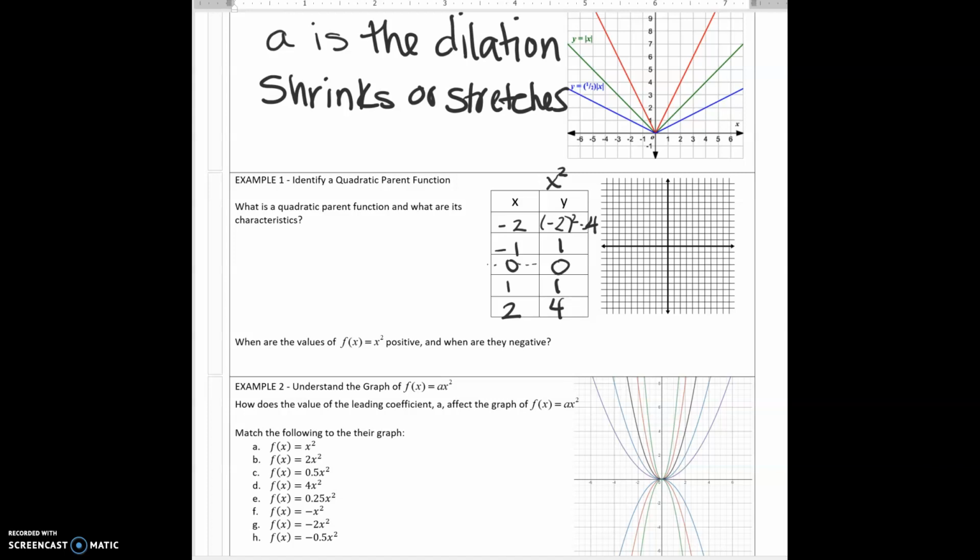So this is what I was talking about with the axis of symmetry. If we cut this table in half right here, we can see that this is 1 away, this is 1 away, this one's 4 away, this one's 4 away. So then we go ahead and graph it. We have -2, 4 right here, and -1, 1, 0, 0, 1, 1, and there. And then we draw our U shape.